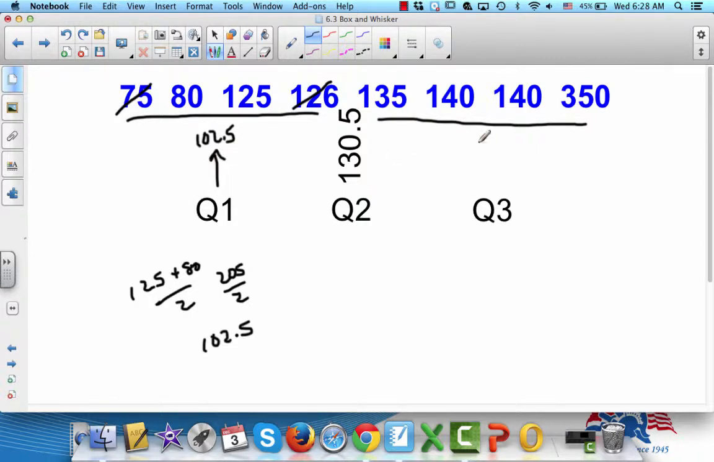All right, now quartile number 3. Well, the middle two numbers are going to be 140. So obviously when we add 140 plus 140 and divide by 2, we're going to get 140. So quartile number 3 is 140.